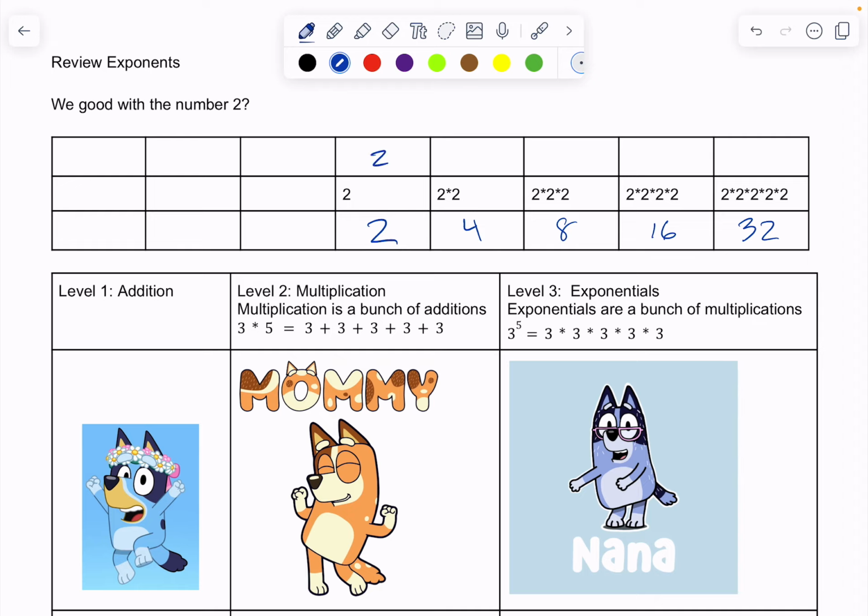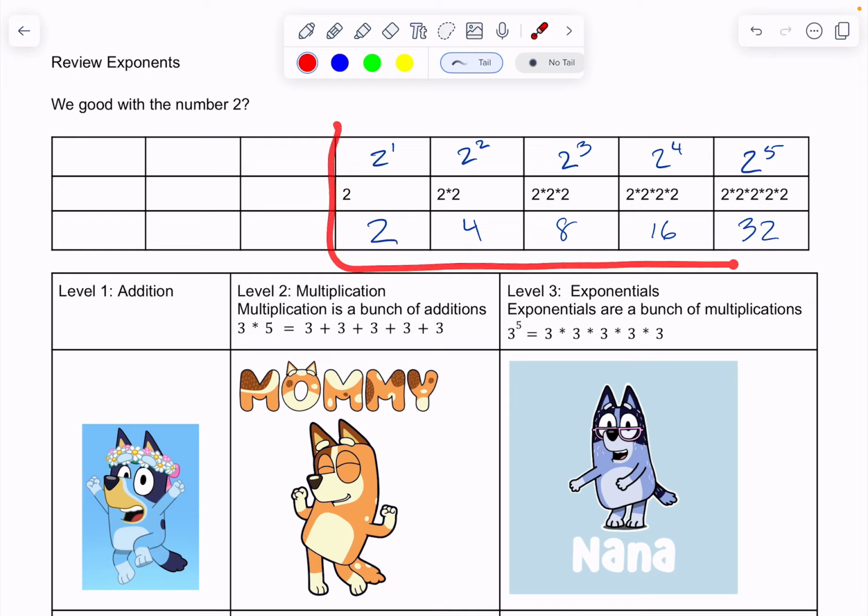So over here we had 2, and there was only one 2. Over here we had 2 2's. Over here, how many 2's? 3 2's. Over here, how many 2's do we have? 4 2's. Over here we have 5 2's. We will get back to these squares over here. But for now, we understand how this counting game works, what exponents work as. It is a bunch of multiplication.